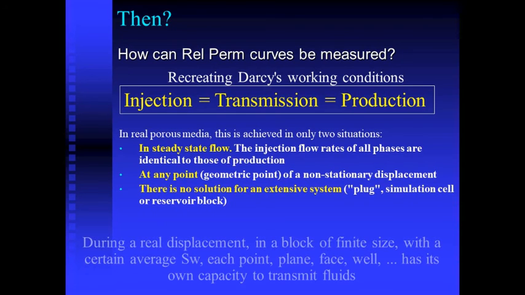In fact, in a real displacement, when we take a finite block, of whatever size, a cubic centimeter, a cubic meter, or a cubic kilometer, when we assign to it a certain average water saturation, each point of that system, each plane, each face, or each well, located in that block or cell, has its own capacity to transport fluids. So, there is no defined, unique capacity to transport fluids.